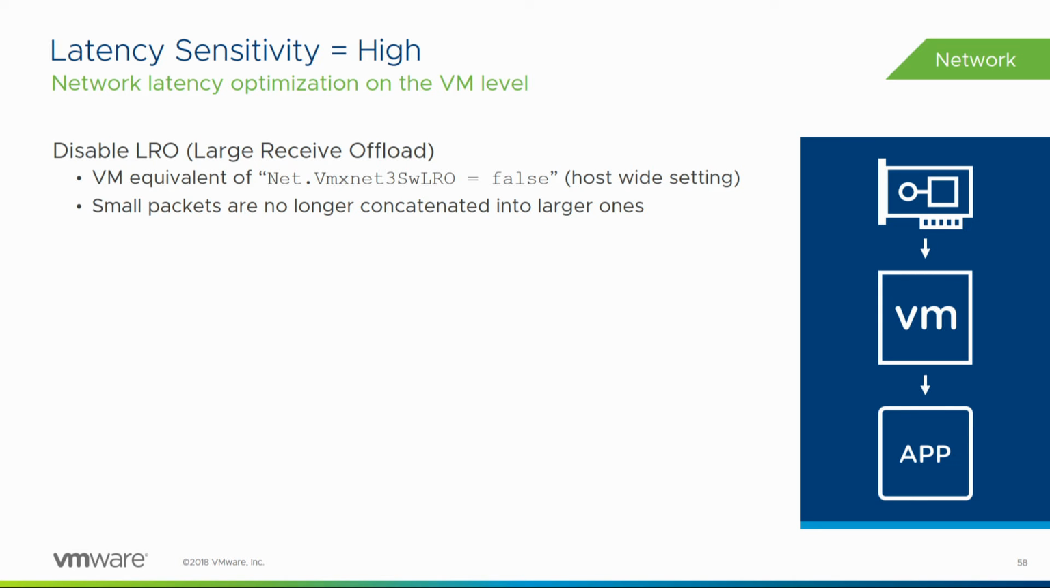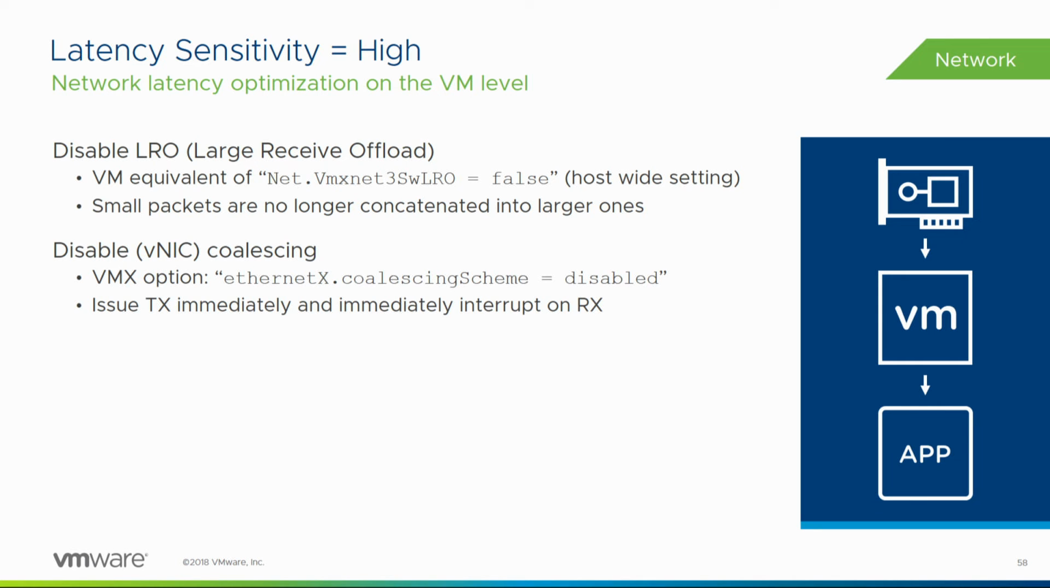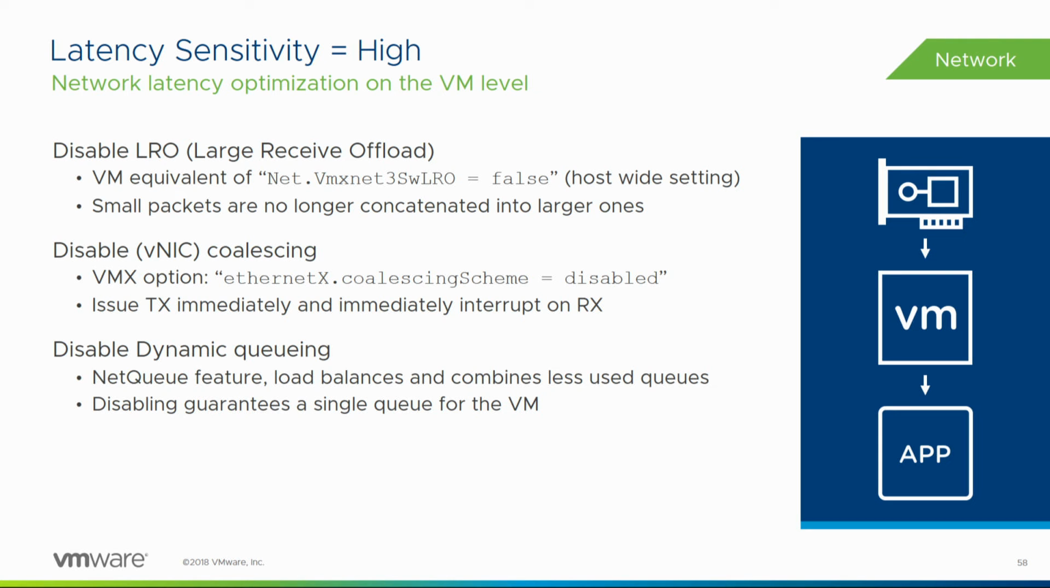So that's disabled. We also disable VNIC coalescing, and I'm going to explain what that is in detail in a little bit. But basically, when something is issued on the TX thread, it goes out immediately. If something is received, we interrupt immediately. There is no delay and no concatenation. And then there's dynamic queuing, which we also disable.